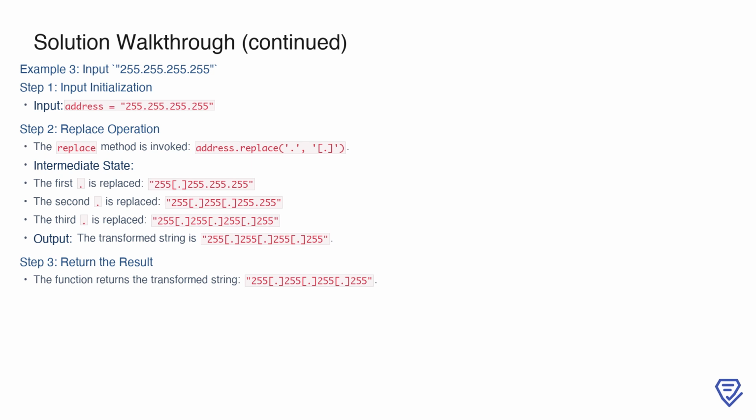255[.]255.255.255. The second replacement updates it to 255[.]255[.]255.255. Finally, the third replacement produces 255[.]255[.]255[.]255. This transformed string is the defanged version of the input, and it is returned as the final result by the function. The solution consistently applies the same straightforward process to handle any valid IP address string.